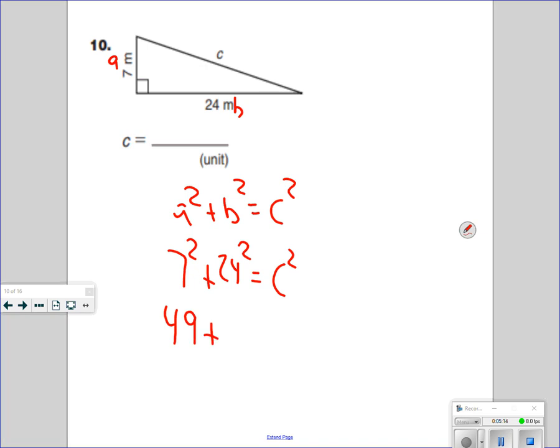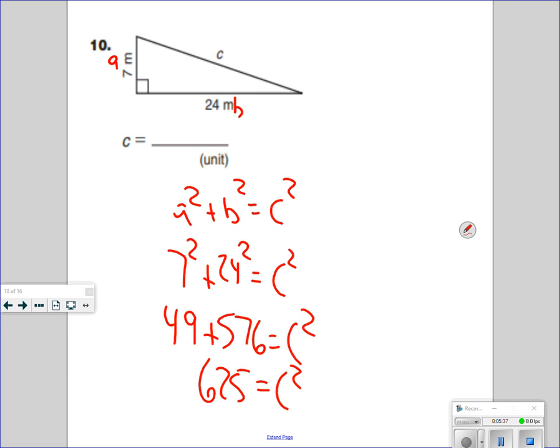Plus 24 to the second power. 24 times 24 equals 576. Go and add 576 plus 49 on your calculators, and you get a nice answer of 625 equals C squared.